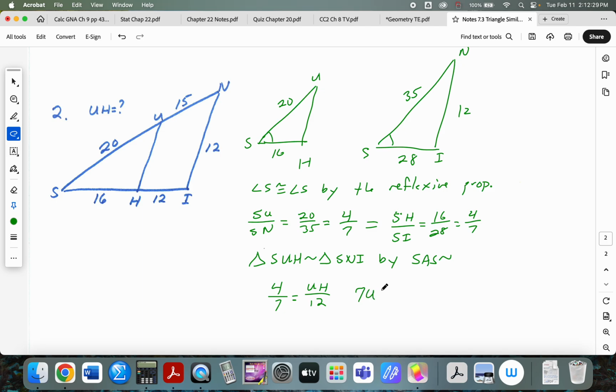So that 7UH is equal to 48. Divide both sides by 7. 7 goes into 48 6 times with 6 left over, so it's 6 6/7.